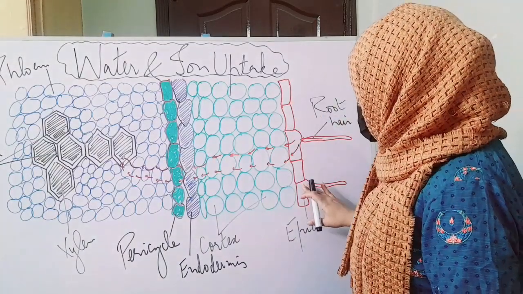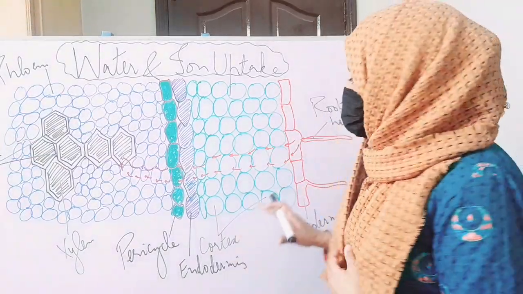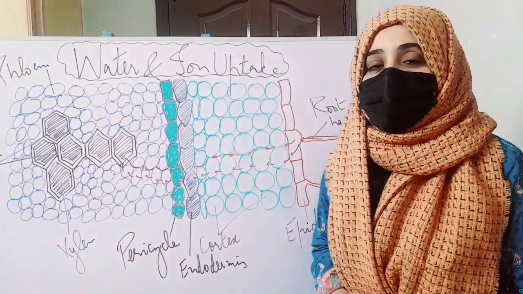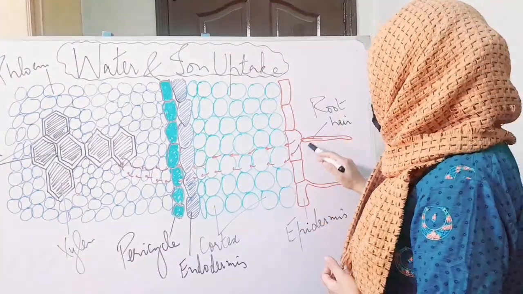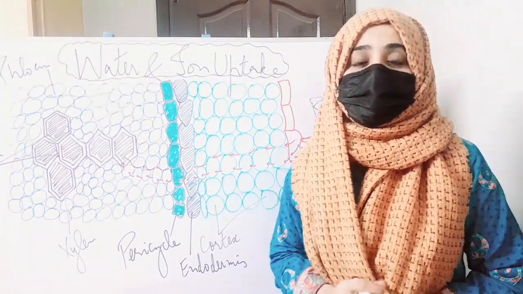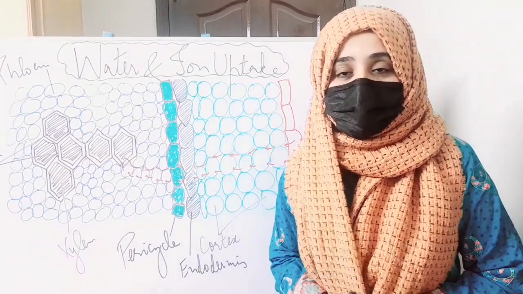First of all, the outermost layer of the root is the epidermis. This epidermis has specialized extensions that we call root hairs. The root hair is responsible for increasing the surface area for the absorption of water and mineral salts.